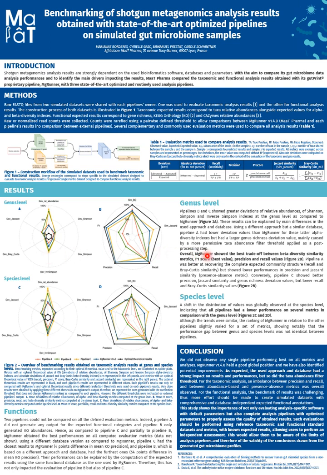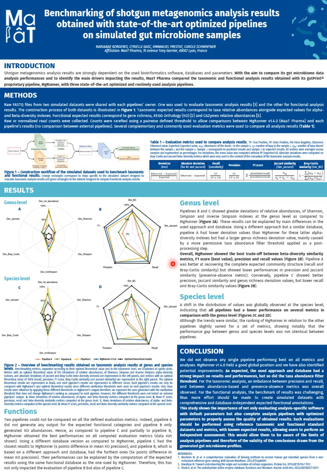It had, however, a larger genus richness deviation value, not shown in this poster, which was mainly caused by a more permissive taxa abundance filter threshold applied as a post-processing step. If we now look at Figure 2b, we can see that the best trade-off between all the metrics represented in this figure was reached by mgrunner. However, pipeline A in red was better at recovering the complete expected community structure, as we can see with its Bray-Curtis similarity and recall values, but showed lower performances in precision and Jaccard similarity. In contrast, pipeline C in yellow showed better precision and Jaccard similarity and also genus richness deviation values, but lower recall and Bray-Curtis similarity values.